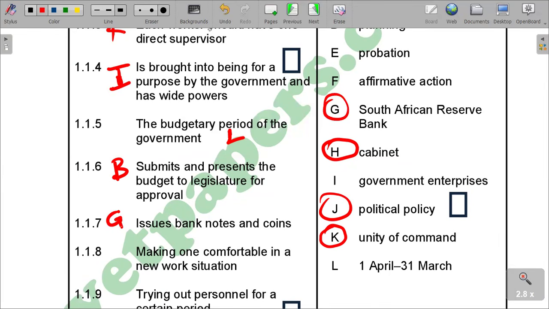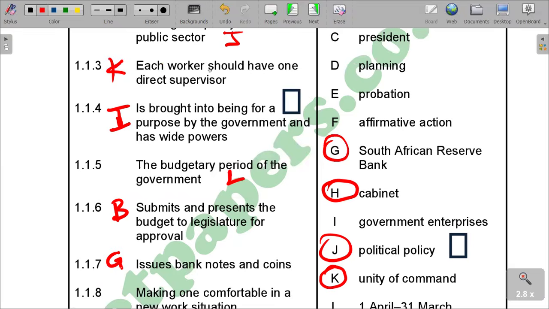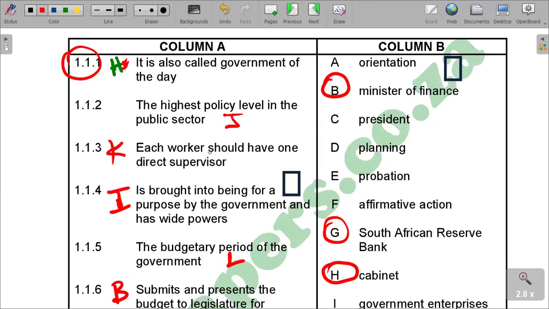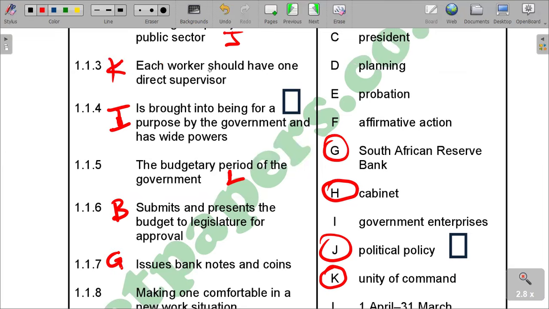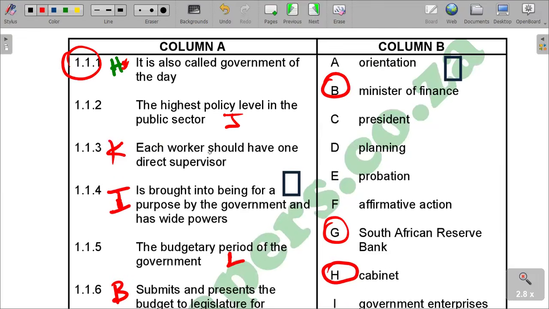And then number 1.8, making one comfortable in a new workstation or work situation. It can be called orientation or induction. When an employee is entering an organization for the first time, he has to be oriented or inducted.